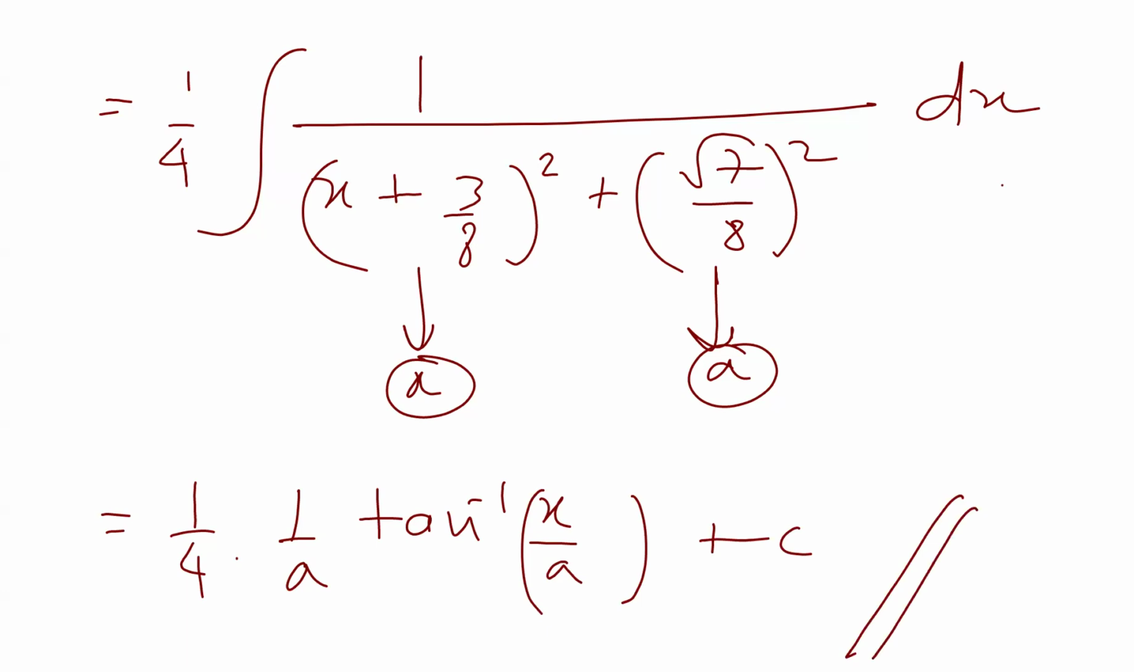Now rest of the problem I won't solve. You just have to put the value of x as x plus 3 by 8 and a as root 7 by 8. Apply the appropriate formula and finish off the problem. Fine. And also chain rule will come because in place of x we are having x plus 3 by 8, which is a linear algebraic term. Okay. Let's take one more problem.